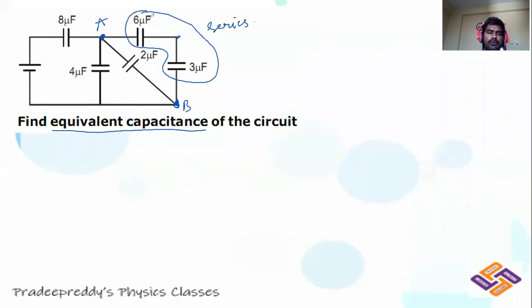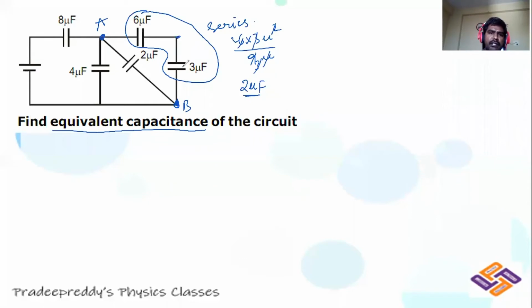So when these two are connected in series, what is the effective capacitance? It is 6 into 3 micro square divided by 6 plus 3, 9 micro. So 3 3's are 9 and 3 2's are 6, so finally you get 2 microfarad, the effective capacitance of these two capacitors when connected in series.